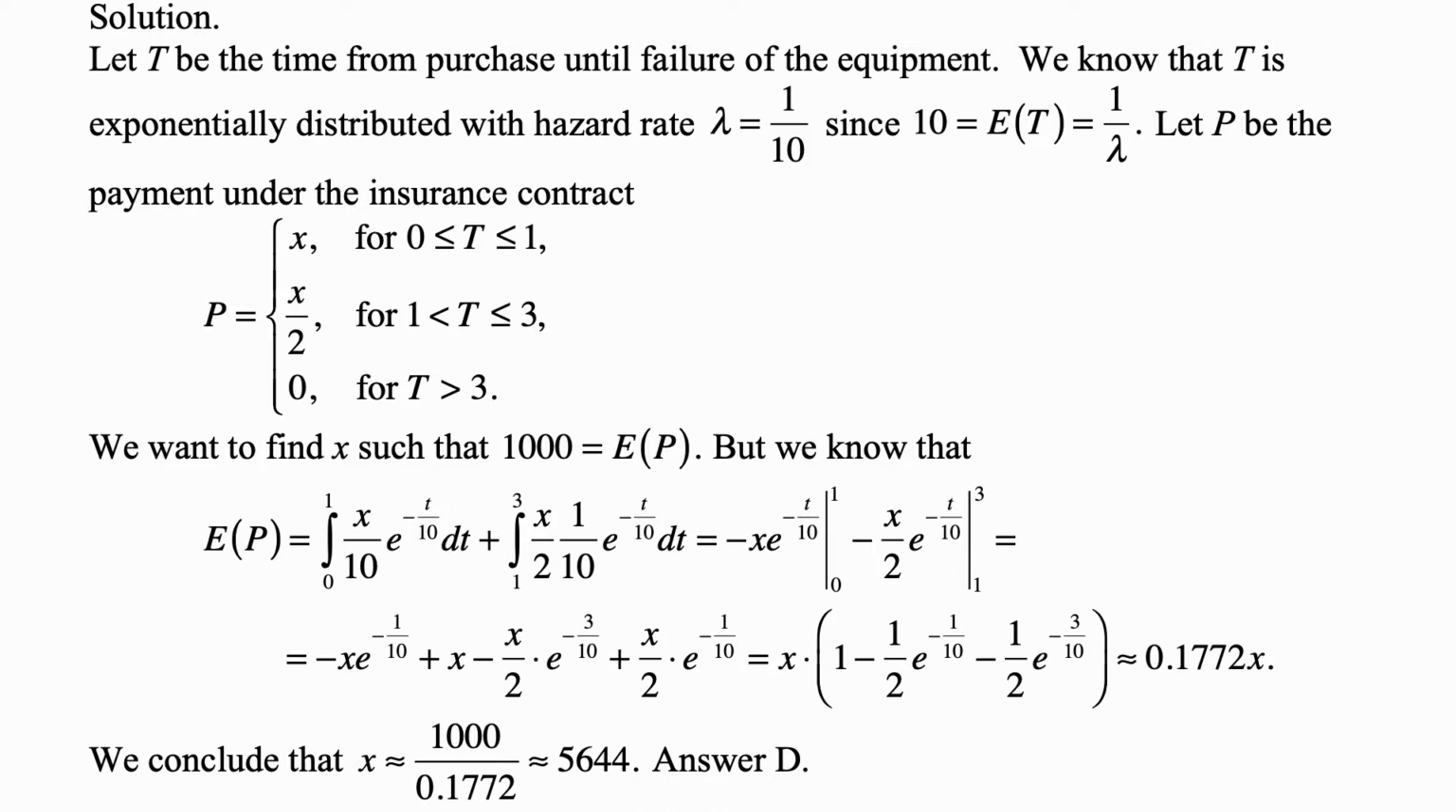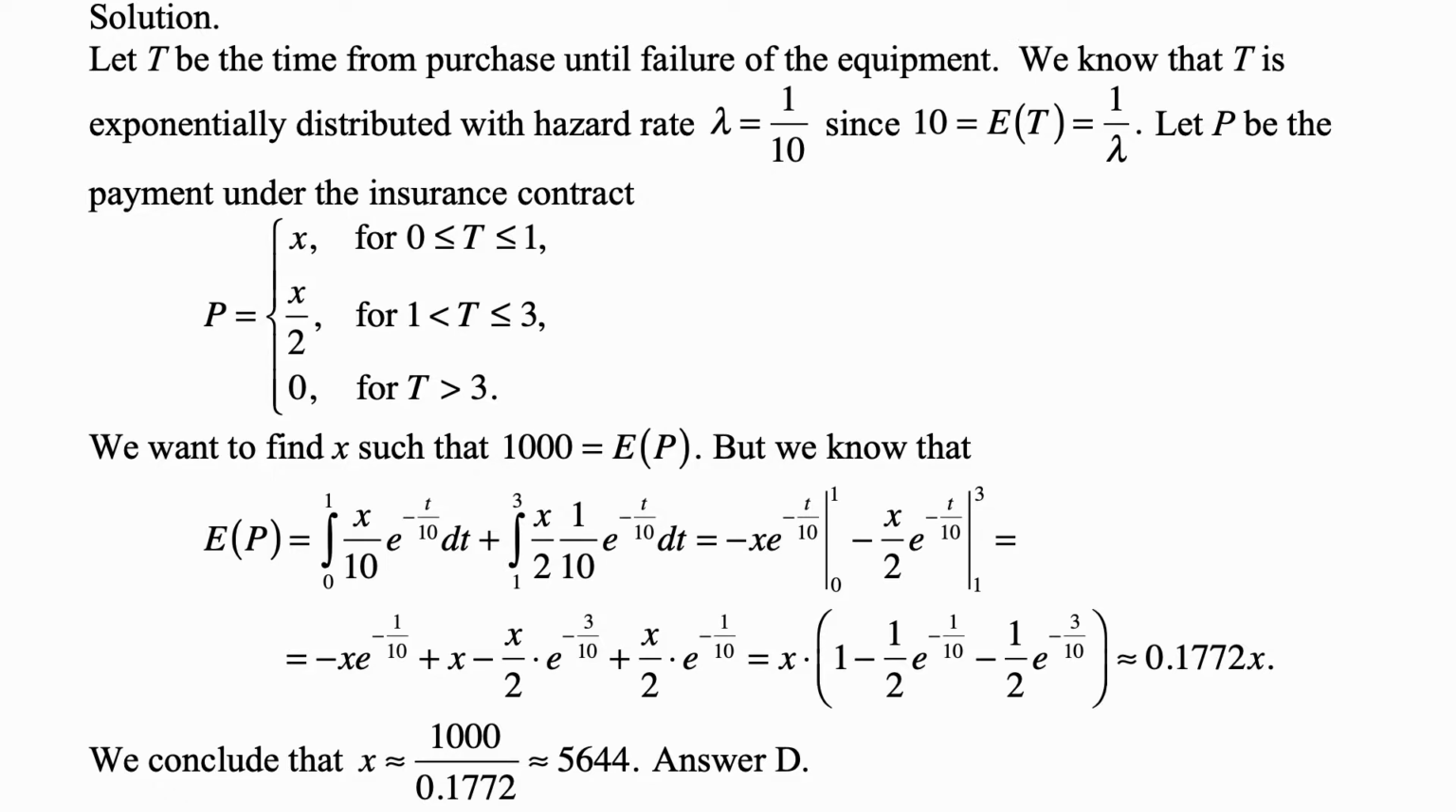But we can calculate the expected value of P. That's equal to the integral from 0 to 1 of X times the density, 1/10 e to the minus t over 10, dt. And then the integral from 1 to 3 of X over 2 times the density, which is 1/10 e to the minus t over 10, dt.